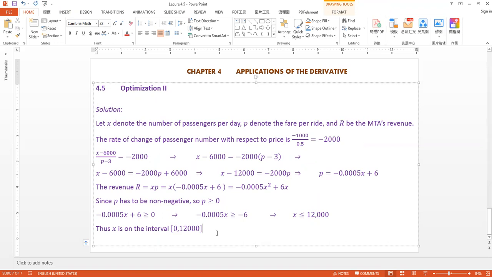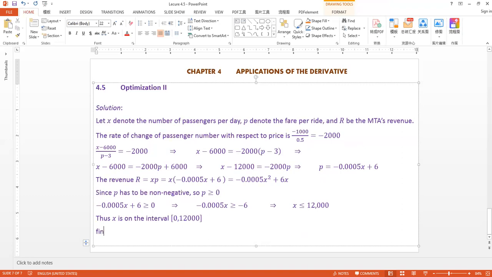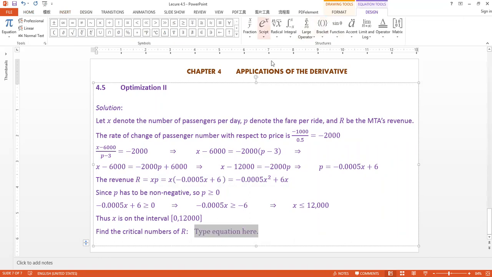First, we find the critical numbers for this function. Let's find the critical numbers of the revenue function R. So what you do is take the derivative of R and set it equal to 0. Okay, so let's do that. So we get R prime. R is a function of x, of course, so R prime is also a function of x.